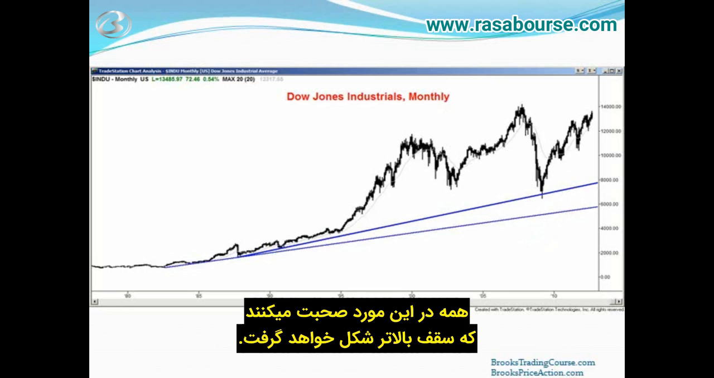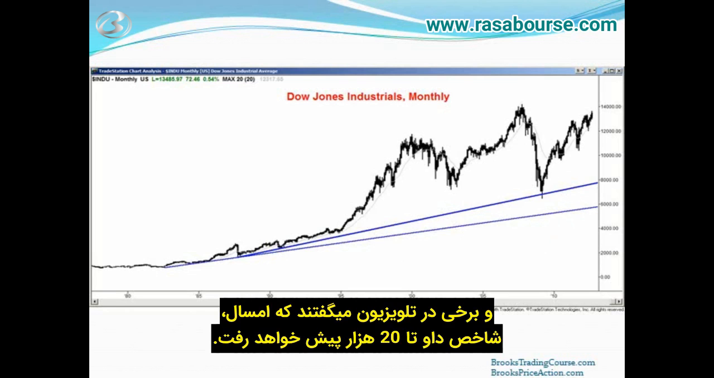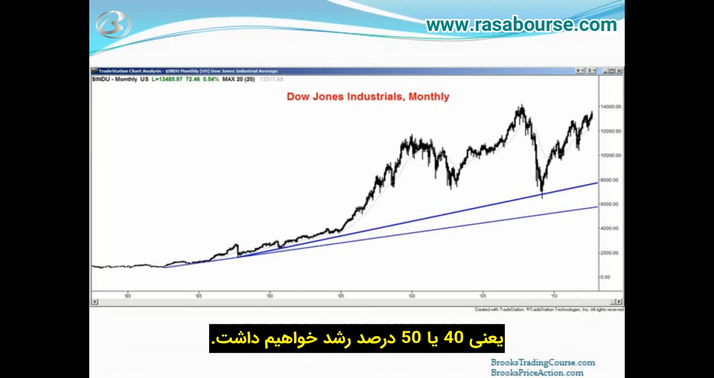Everyone's talking about the breakout to the new high, and you even have some people on television saying that the Dow is going up to 20,000 this year, which would be, I don't know, 50%, 40% rally from here. But I don't think so.